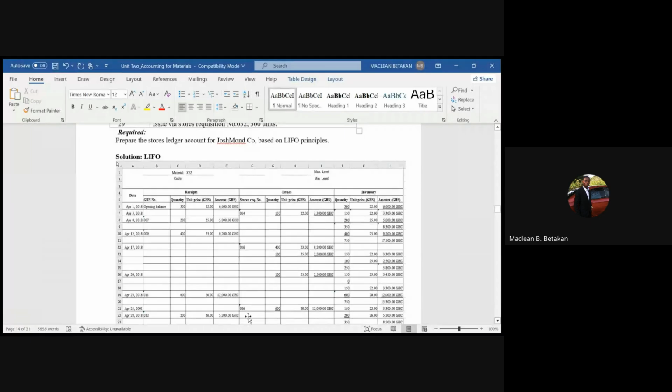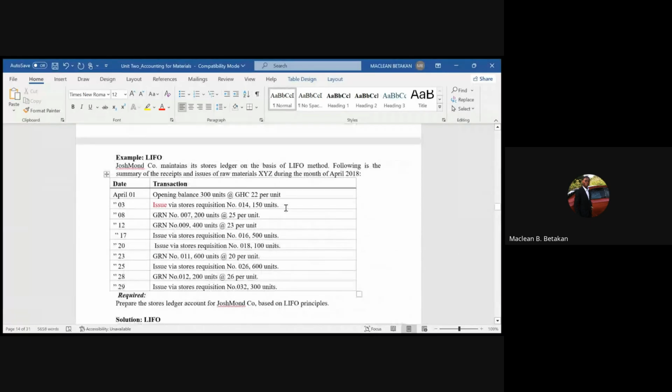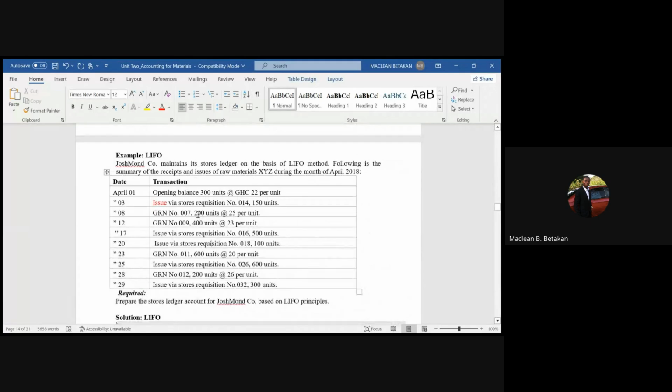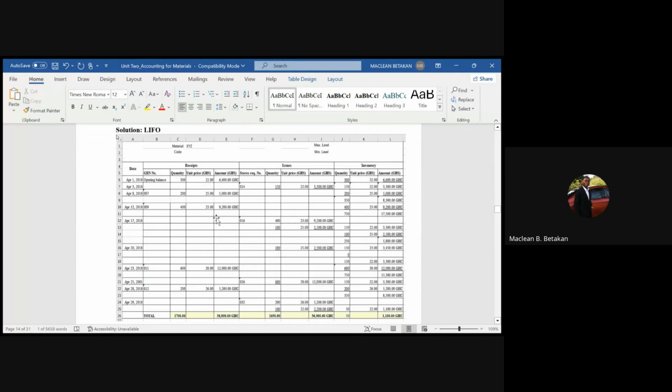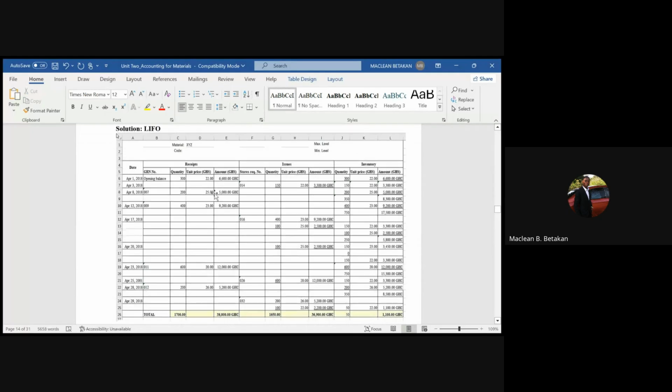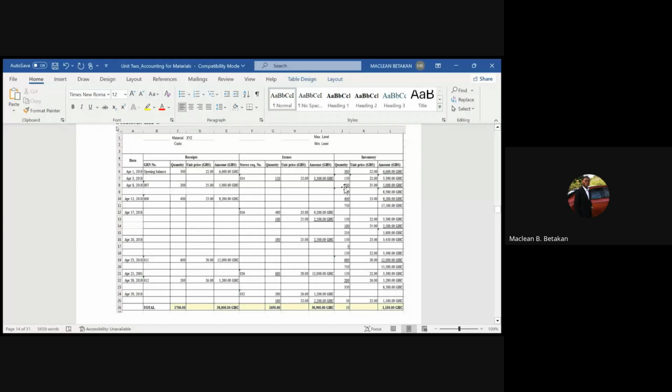Then we are going to have receipts. We are having a receipt of 200 units. So we will bring the receipt of 200 units here at 25 cedis, and we carry it to the balance, 200 units at 25 cedis. Then the 200, you add it to 150, you get 350, and then the amount 5,000, you add it to 3,300, we get 8,300.